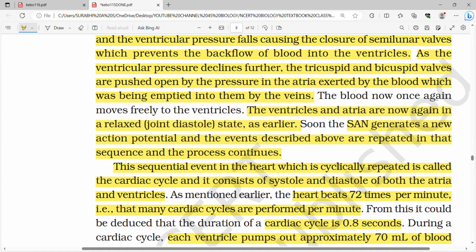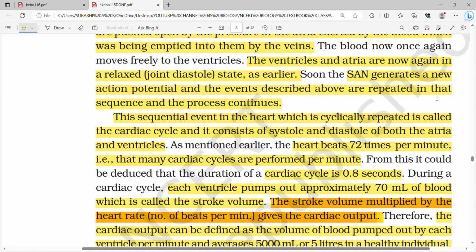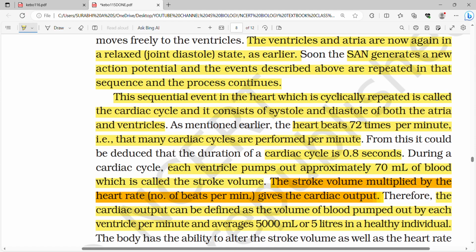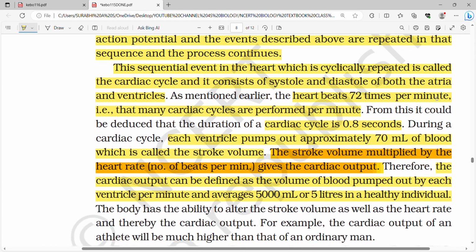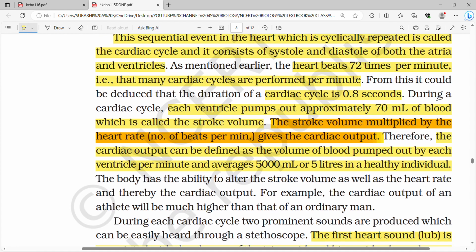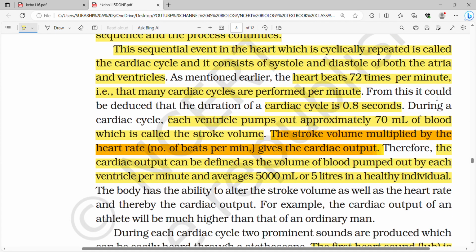As the ventricular pressure declines further, the tricuspid and bicuspid valves are pushed open by the pressure in the atria, and from the atria the blood again comes to the ventricles. The ventricles and the atria are now again relaxed, that is joint diastole. The SAN generates a new action potential and the events described above are repeated in the same process. This sequential event is called the cardiac cycle, which consists of systole and diastole of both atria and ventricles.